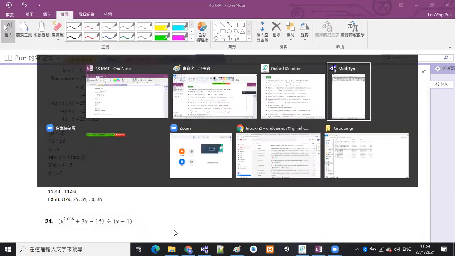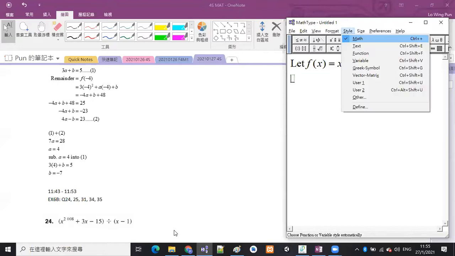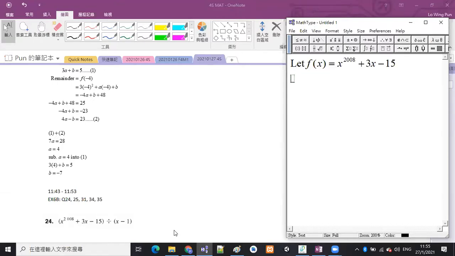We want to find the remainder, so we do not care about the quotient, and we are going to use the remainder theorem. Let f(x) be x to the power 2008 plus 3x minus 15. The question just asks us to find the remainder. So the remainder is equal to f of a number, because the divisor is x minus 1.